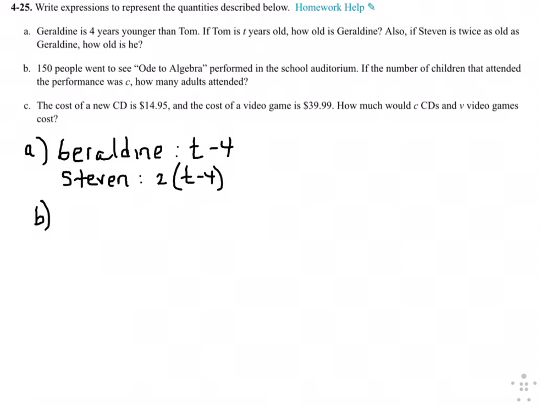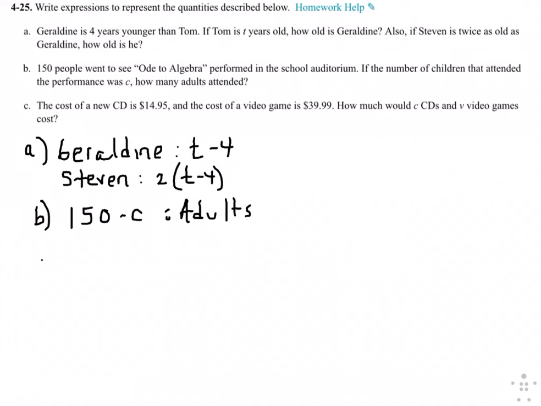Okay, for B, they said 150 people went to see Ode to Algebra, performed in the auditorium. If the number of children that attended the performance was C, how many adults attended? So clearly, if we had 150 total, and C of them were children, then 150 minus C would be the adults, right? I should have put adults at the beginning, right? So those are the adults.